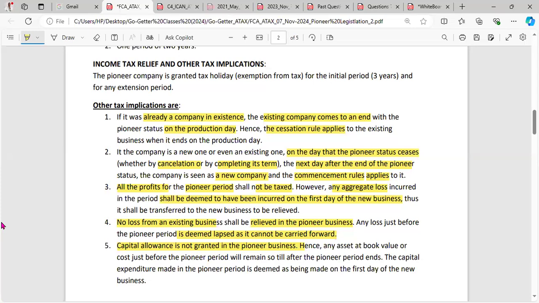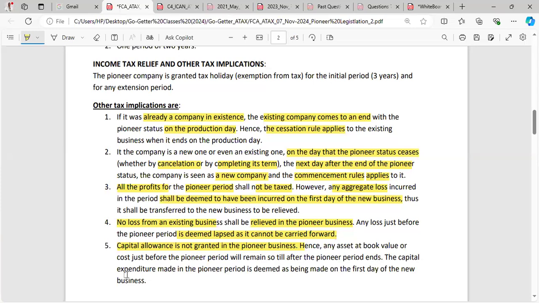Now during that initial pioneer period, it's as though they've put a pause on the calculation. So the next year is still remaining 3 years, the other year is still remaining 3 years, until the end of the pioneer period. So you would have spent 4 years. Somebody who is not into pioneer would have fully claimed his capital allowance by the time you are coming out of pioneer. But when you are coming out of pioneer, you now continue from where you stopped before the pioneer. So capital allowance cannot be granted.